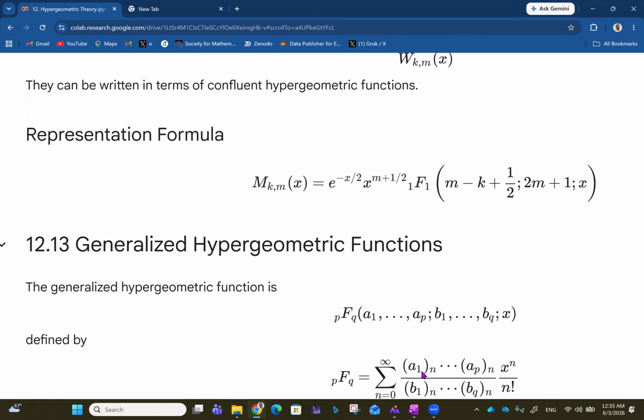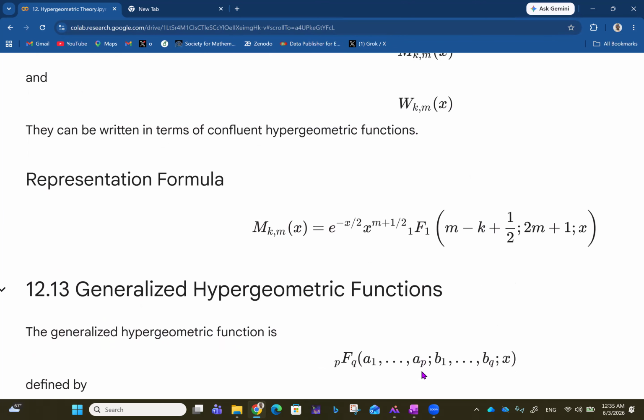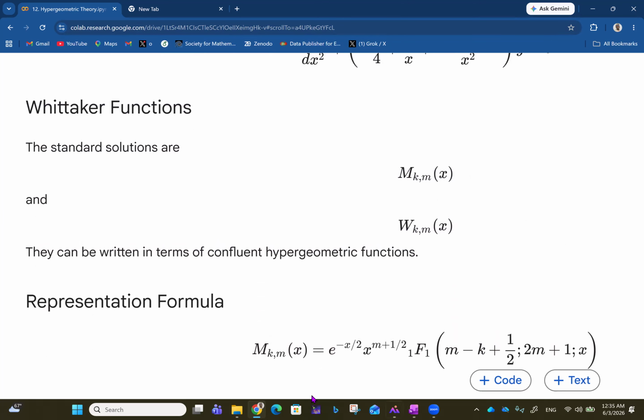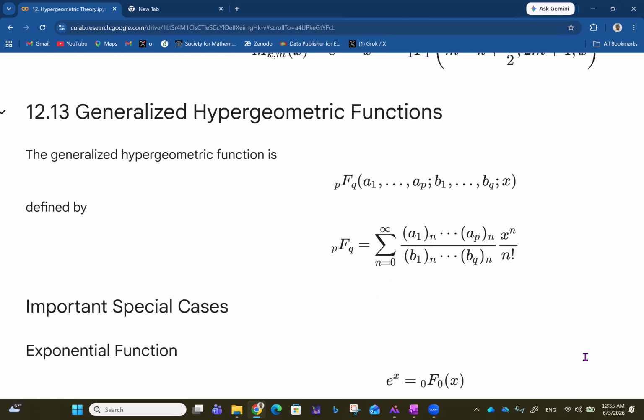Okay, then we go ahead to talk about the representation formula now. We have M sub k comma m of x equals e raised to minus x over 2, x raised to m plus 1 all over 2, then 1F1 of m minus k plus half; 2m plus 1; x.